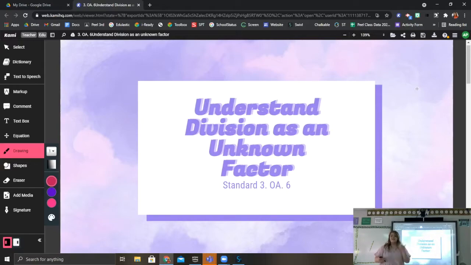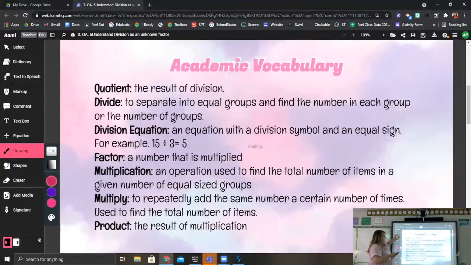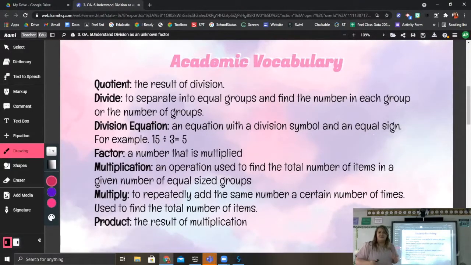If you're a teacher, this is standard 3.OA.6. Students, let's go ahead and go over some academic vocabulary words. We want to know these before we jump into our lesson so we can fully understand it.